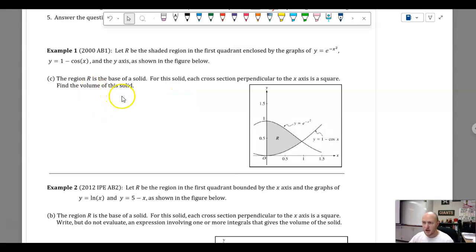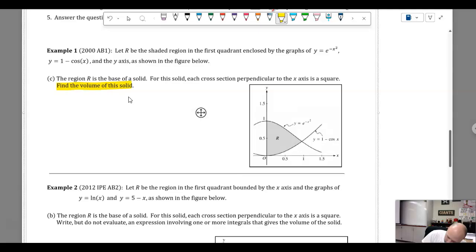That's nice. And then they say the region R is the base of the solid. For this solid, each cross-section perpendicular to the x-axis is a square. Find the volume of this solid. So here's kind of your clue. They say find the volume, and they say for this solid, each cross-section to the x-axis is a square.